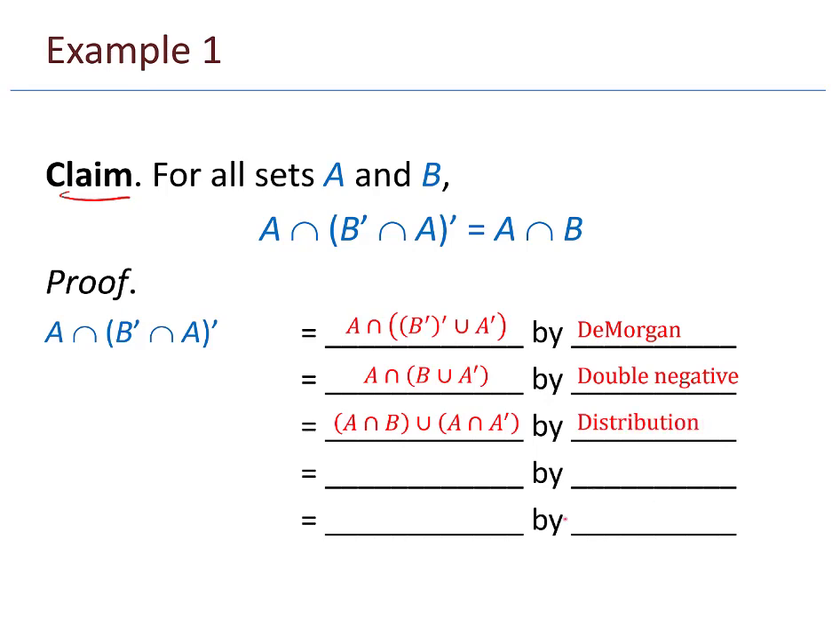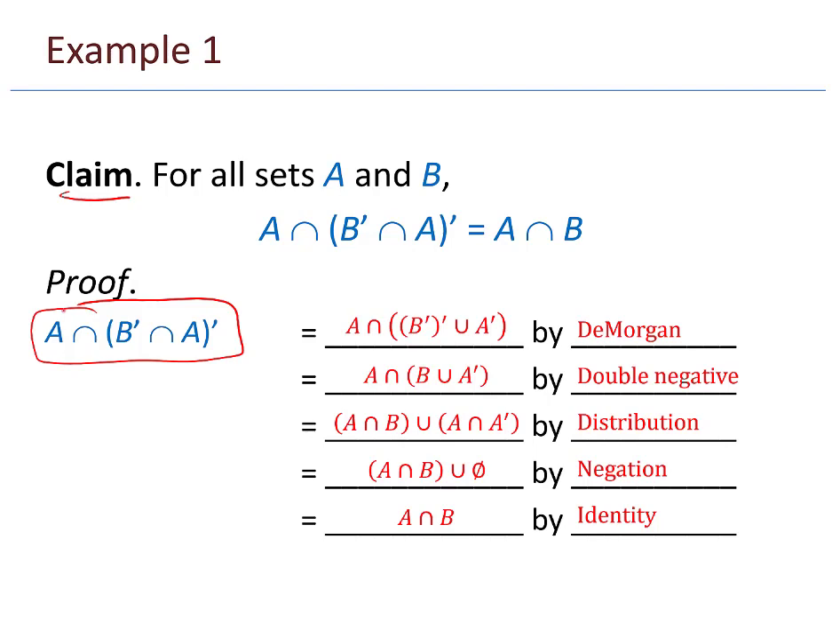And then what have I done here? Well, it looks like I've combined the A intersect A complement, and that property is the negation. And then finally, when I union something with the empty set, that's just the same thing as the original set. And what was that property called? That was the identity property. So I've been able to turn this expression with sets into a much simpler one.